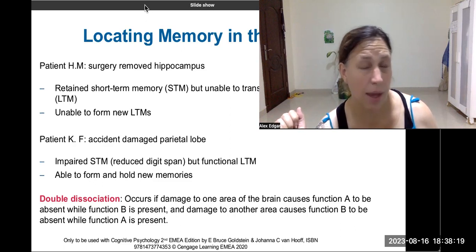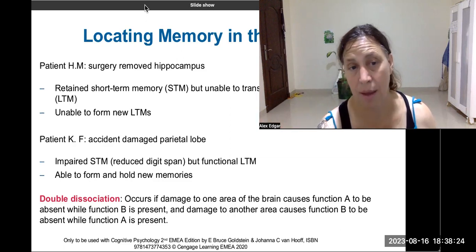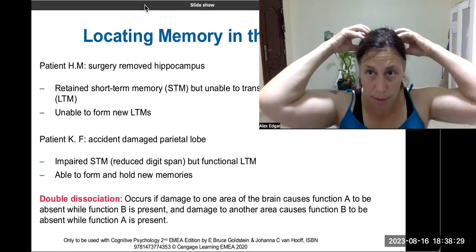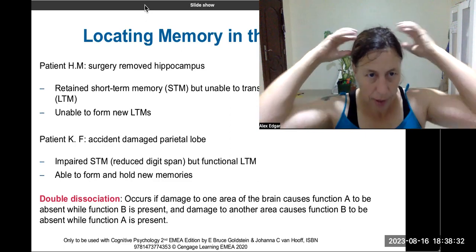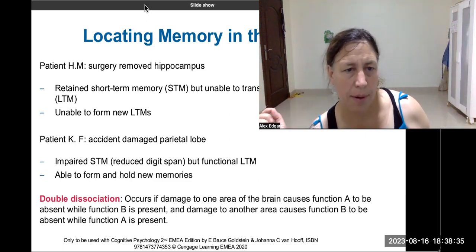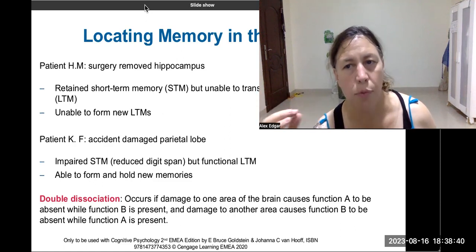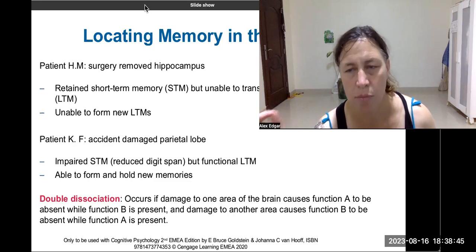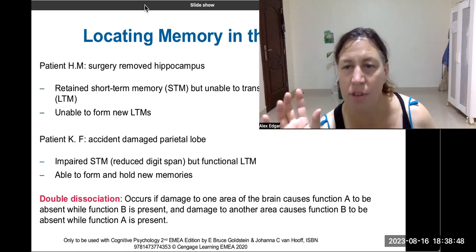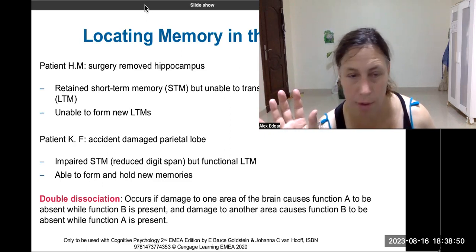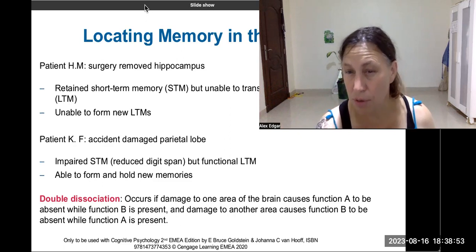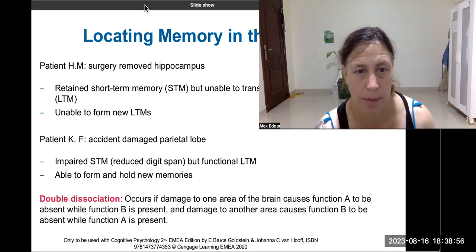Okay, then there's patient KF, who I haven't heard of before. Now, patient KF had an accident that damaged his or her parietal lobe. Parietal lobe, remember, it's parietal lobe up here, okay? So this person still had a long-term memory that worked, but short-term memory didn't work. And this person was actually able to form and hold new memories, although they just couldn't remember more than a, so the digit span was reduced. I don't know to what, I'm curious about that. So they could actually still learn, just more slowly and less effectively.